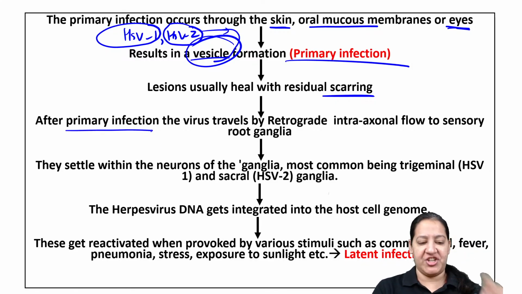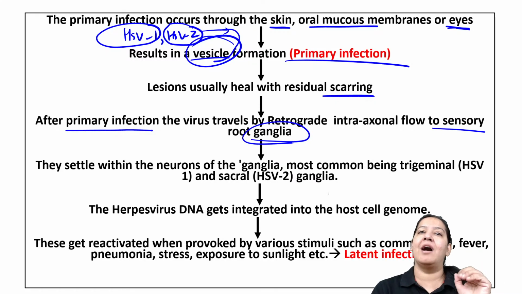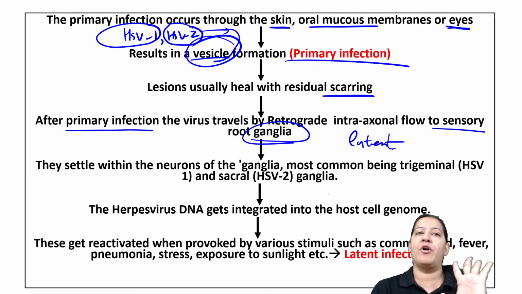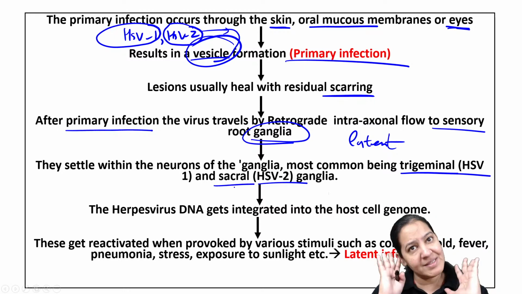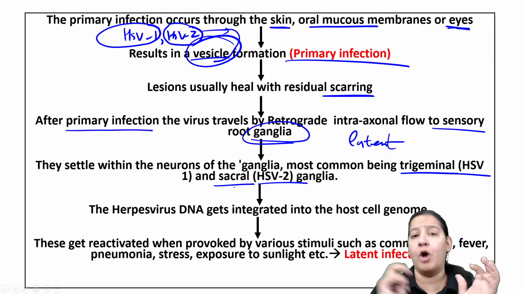After primary infection, the virus goes to the sensory nerves and remains in the ganglion of the sensory nerves for years and years. It remains latent, dormant there. Which ganglia? If it is HSV1, it remains in the trigeminal ganglia. If it is HSV2, it remains in the sacral ganglia. So it remains hidden in the sensory nerve ganglia, chupke baitha hua hai, chupke.